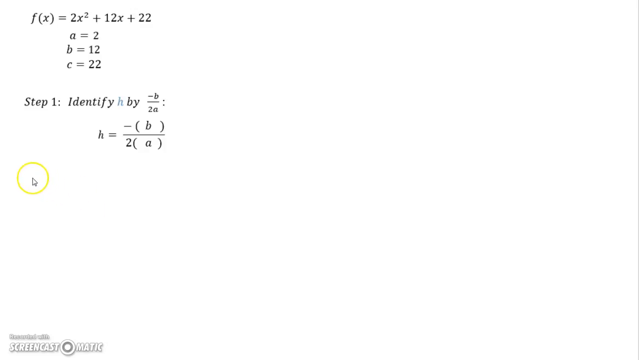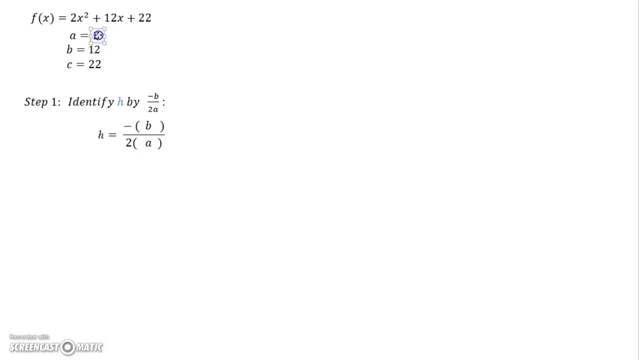The first step that we're going to do is identify h by the formula negative b over 2a. We'll talk later about why that negative b over 2a comes about. I might even post a video on vertex form and doing this conversion later so you can see that, but negative b over 2a is a pretty important number in the future of this unit.